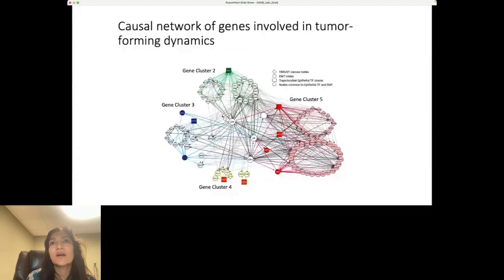And our hypothesis is that some of the hubs in these kinds of causal gene networks might be usable as therapeutic targets.